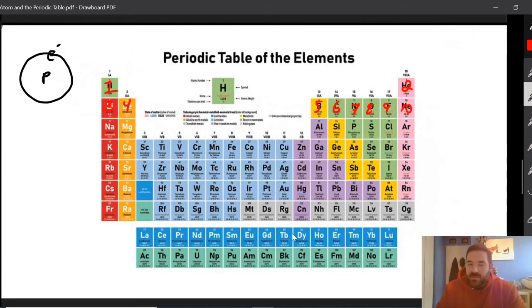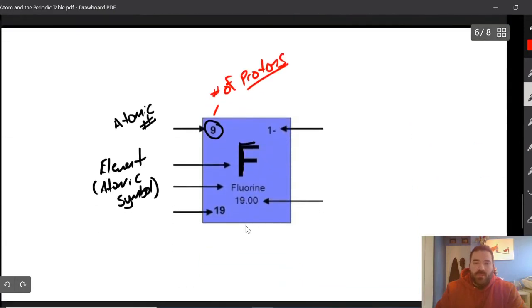a major characteristic that helped us to put these atoms in order. So each atom in line in the periodic table has 1 more proton than the one that came before. So the proton number, or the number of protons in the nucleus, and the atomic number are exactly the same. So if the atomic number is 9, fluorine is the 9th atom on the periodic table, it also has 9 protons.